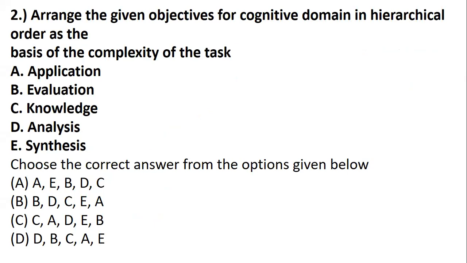Now, question number 2 is on the topic of the cognitive domain, right? So let's read the question very clearly. Arrange the given objectives for the cognitive domain in the hierarchical order on the basis of complexity of the task. So now let's understand. The question is very clearly given, and it falls under Bloom's taxonomy. Under Bloom's taxonomy, you have three domains.